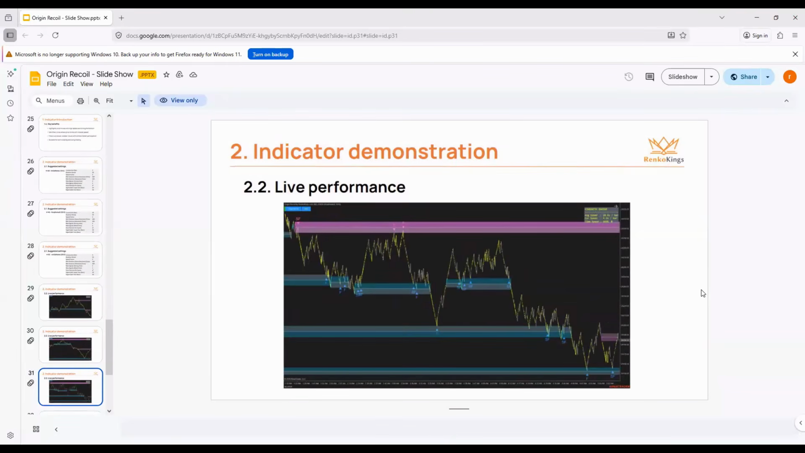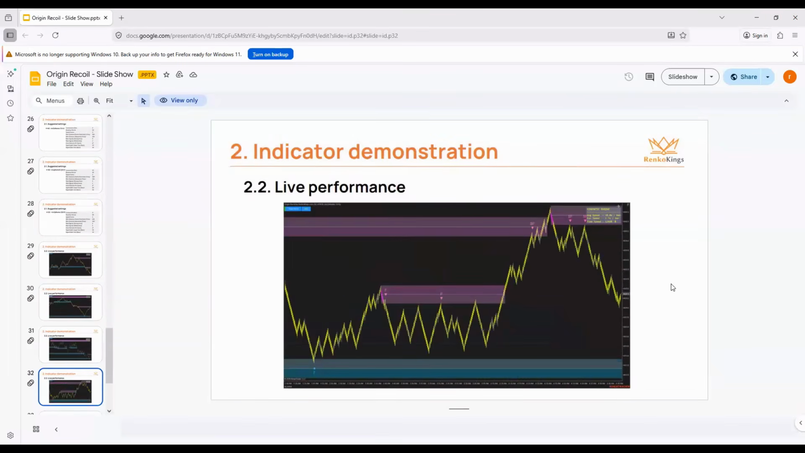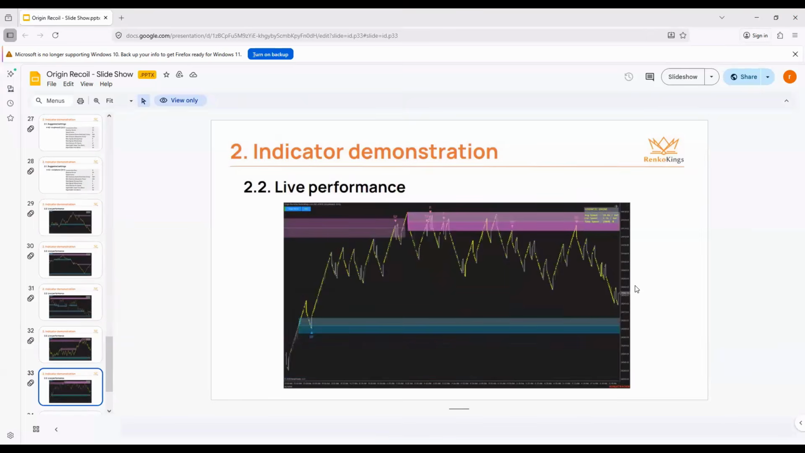These are all different examples. We've seen a few on the live chart.